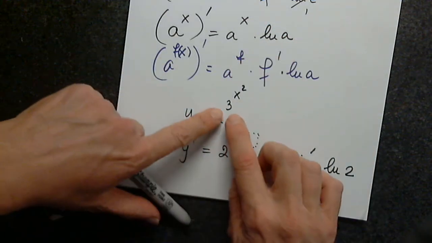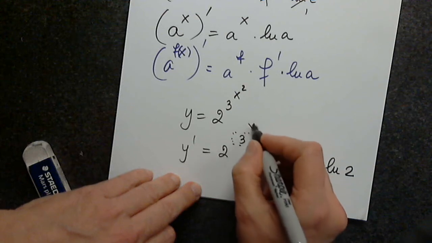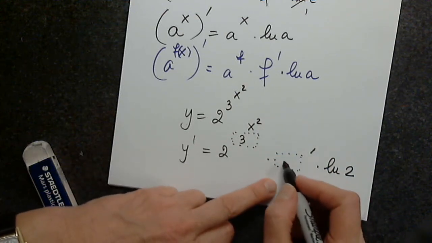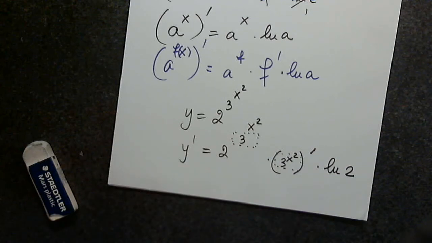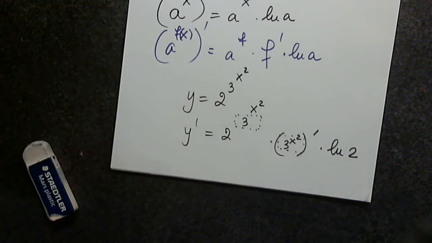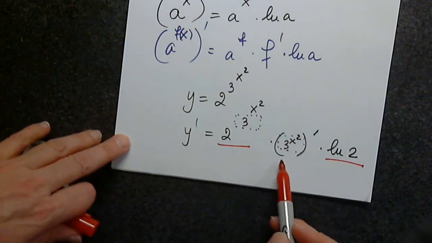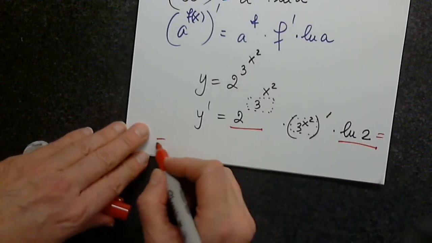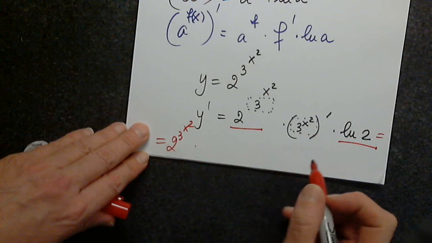Now I look at the power. So I copy the power, and in here I copy 3 raised to x squared prime, because I like to do it in 2 steps. This is not as straightforward as the other ones. Okay, now this is done, but I have to differentiate this. So equal symbol, 2 raised to 3 raised to x squared times.